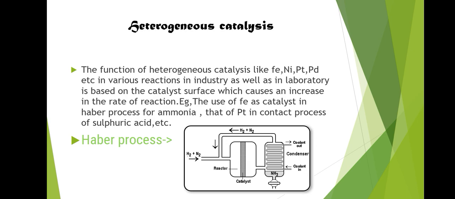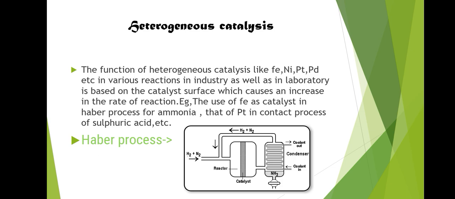And the fourth one, in heterogeneous catalysis. In heterogeneous catalysis, it's used for the production of ammonia. The picture shown here is the Haber process, and it is used for the production of ammonia from hydrogen and nitrogen. Hydrogen and nitrogen here are gases, and the catalyst used here is iron, which is solid. So that's why the reaction, the process, is named heterogeneous catalysis.